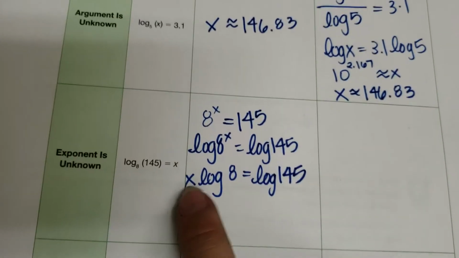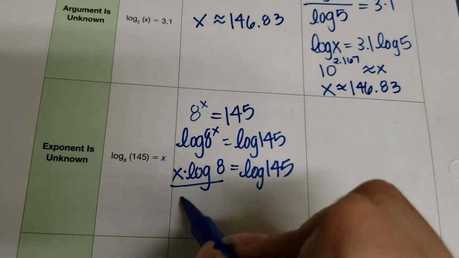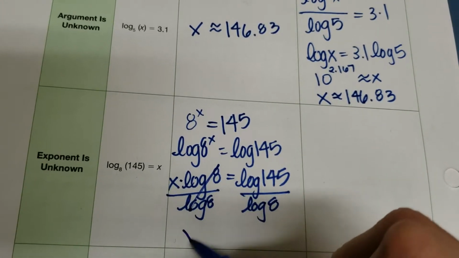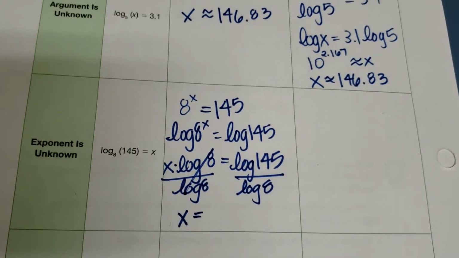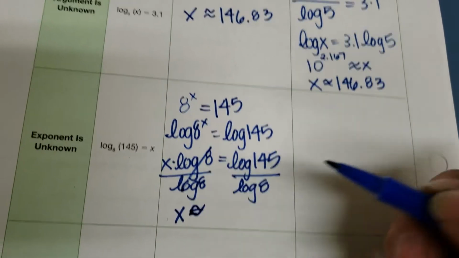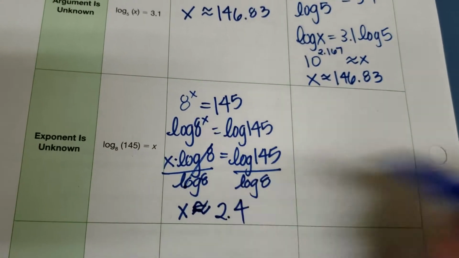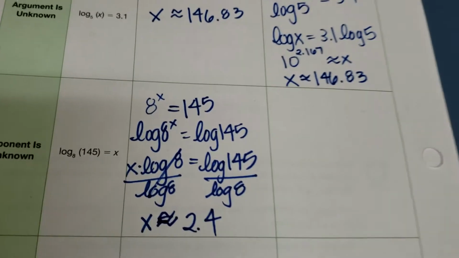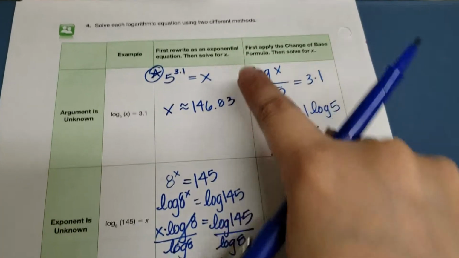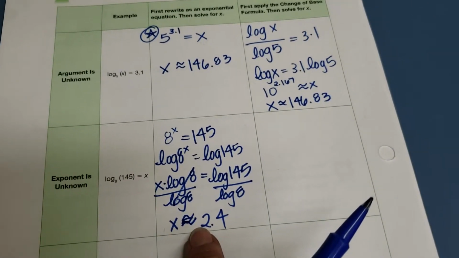My last step, since this is multiplication here, I can just go ahead and divide. Log of 8, log of 8, that cancels. So x is equal to whatever this is, and since I go in and put that in my calculator, I end up approximating, and I get x is approximately equal to 2.4. So not too bad. I converted to exponential form, like it said, and then I took log of both sides and divided.